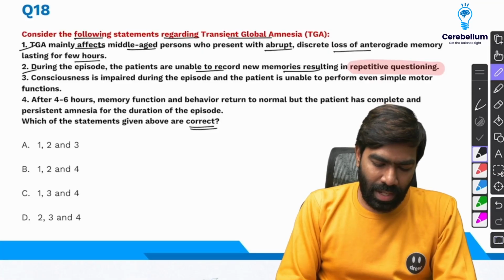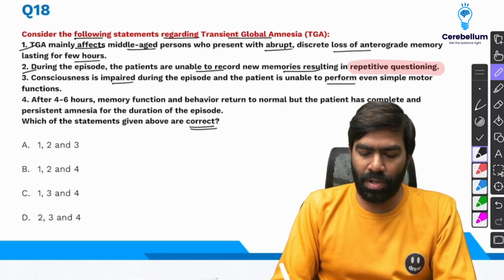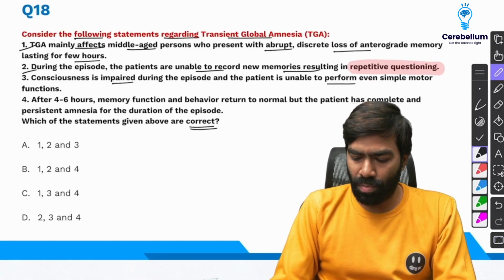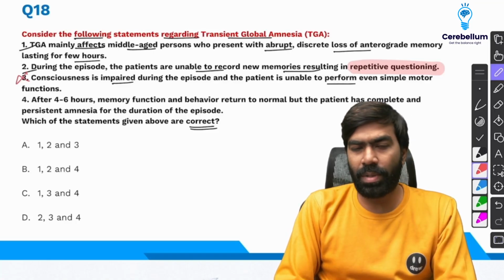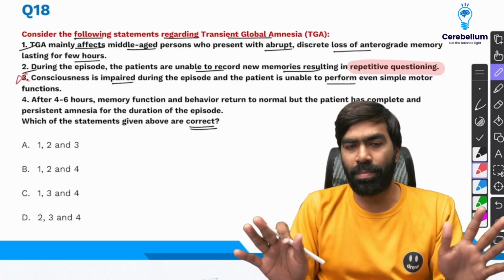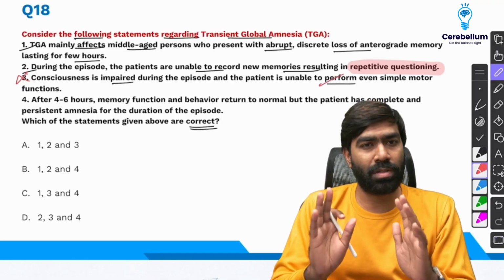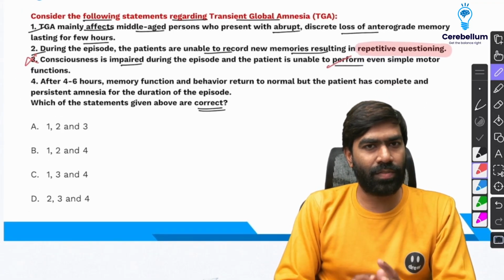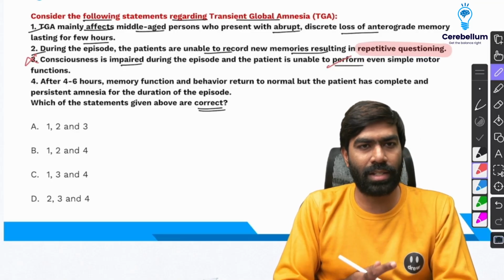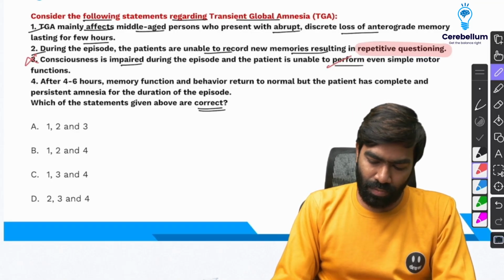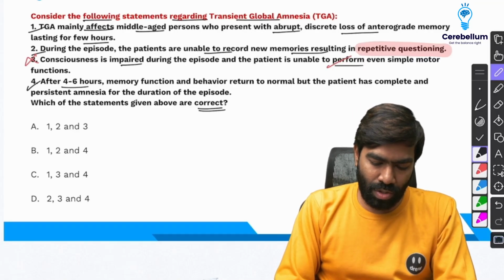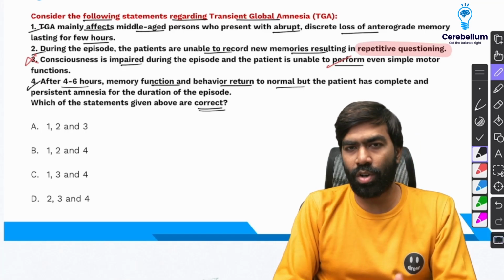And consciousness is impaired during the episode, and patient is unable to perform even simple motor functions. Very, very wrong statement. In fact, consciousness is preserved, fully preserved throughout the episode, and patient will be able to even perform complex motor tasks. So that's again a characteristic feature of TGA, and because of that, I can say the third statement is wrong. And fourth statement states that after 4 to 6 hours, memory function behavior will return to normal.